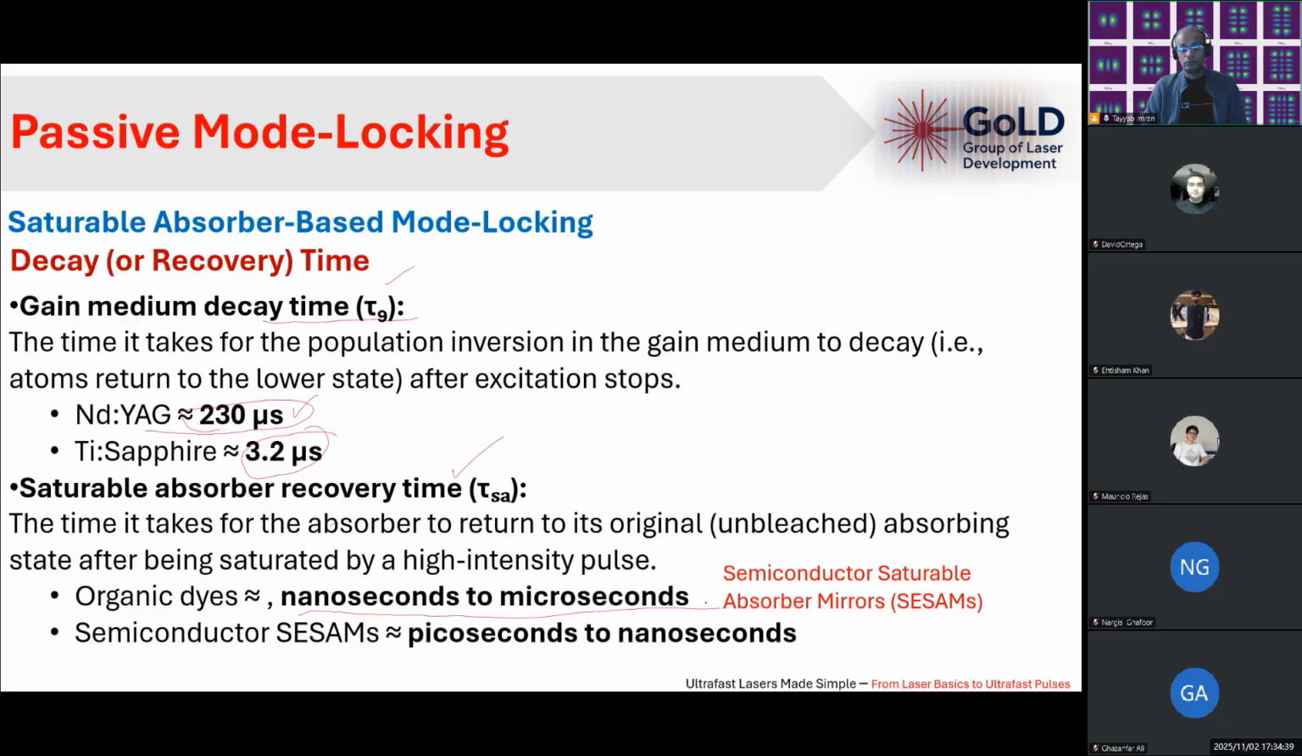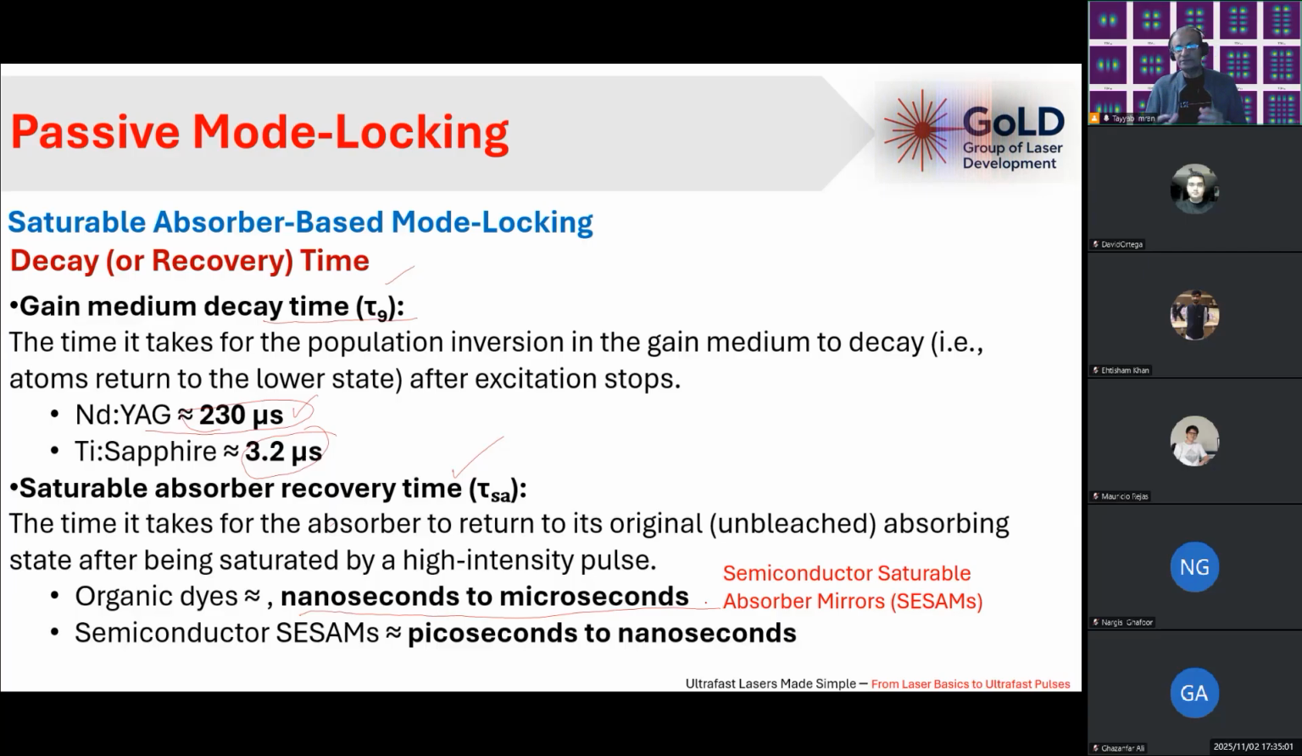As I mentioned, it should not be a very long recovery time. In that case, it may not be possible to get the mode-locked pulses. You will see in the coming slides what the situation will be.